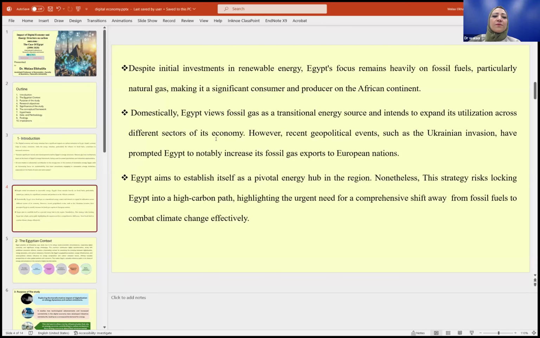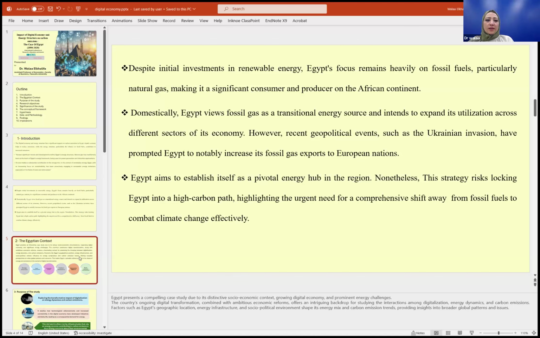Domestically, Egypt views fossil gas as a transitional energy source and intends to expand its utilization across different sectors of its economy. However, recent geopolitical events such as the Ukrainian invasion have prompted Egypt to notably increase its fossil gas exports to European nations. Egypt aims to establish itself as a vital energy hub in the region. Nonetheless, this strategy risks locking Egypt into a high carbon path, highlighting the urgent need for a comprehensive shift away from fossil fuels to combat climate change effectively.